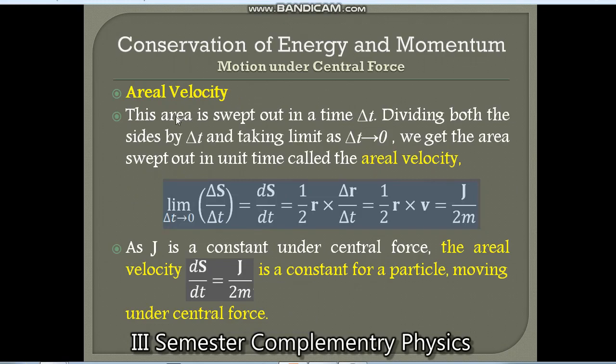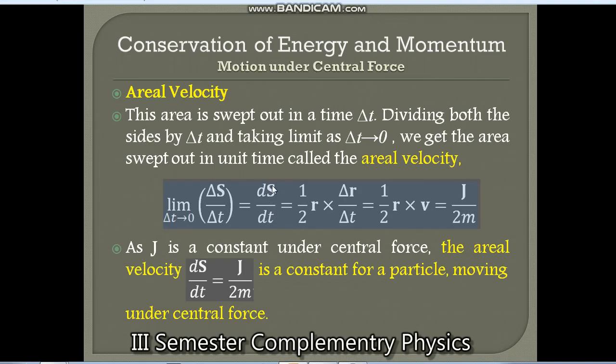Now this area delta S is swept out by the particle in a time delta t. So dividing both sides of that equation by delta t and taking the limit delta t tending to 0, we see that the limit delta t tending to 0 of delta S by delta t can be written mathematically as dS by dt. It is the area swept out by the radius vector in a time dt, that is, the area swept out by the radius vector per unit time.